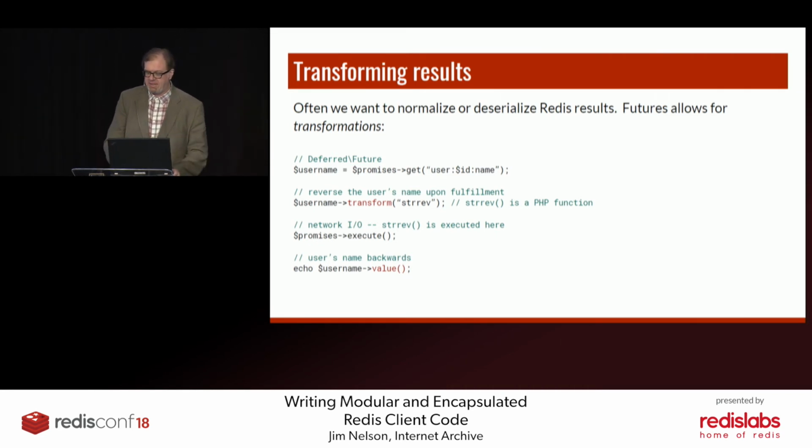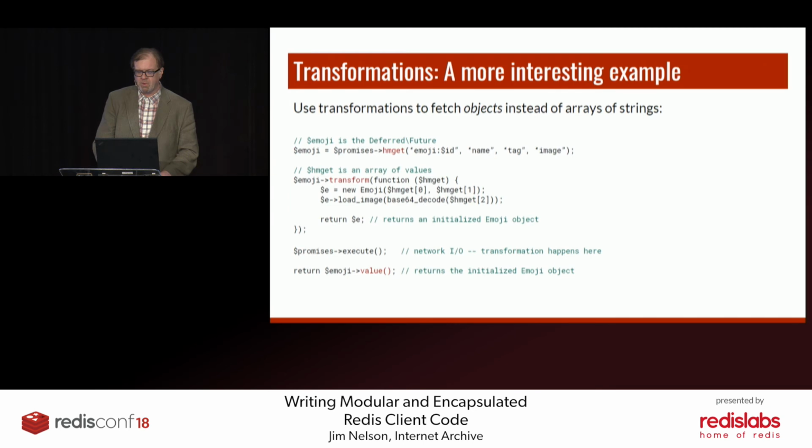And we'll see how this plays in a little bit to modularizing your code. Well, actually, we'll look at it right now. Here, for example, is how we can use transformation to fetch objects instead of arrays of strings. The HMGET will retrieve all of the emoji information. The transformation takes the results of that and builds an emoji object.